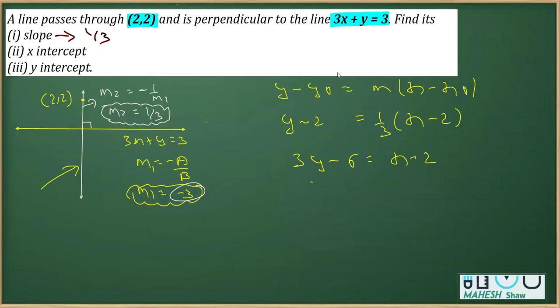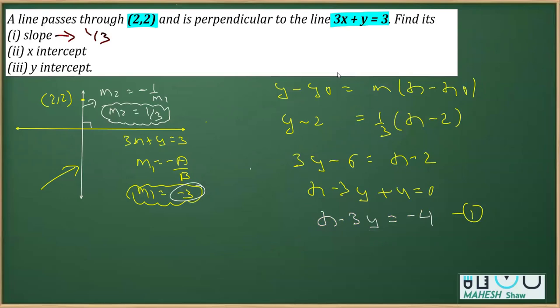Now further, if I write it in the standard form, transposing everything to the right-hand side, it is x - 3y + 4 = 0. Further, since we have to obtain the intercepts, I'm writing it like this. Now, once we have obtained the equation of this line, we have to get the x and y intercepts.